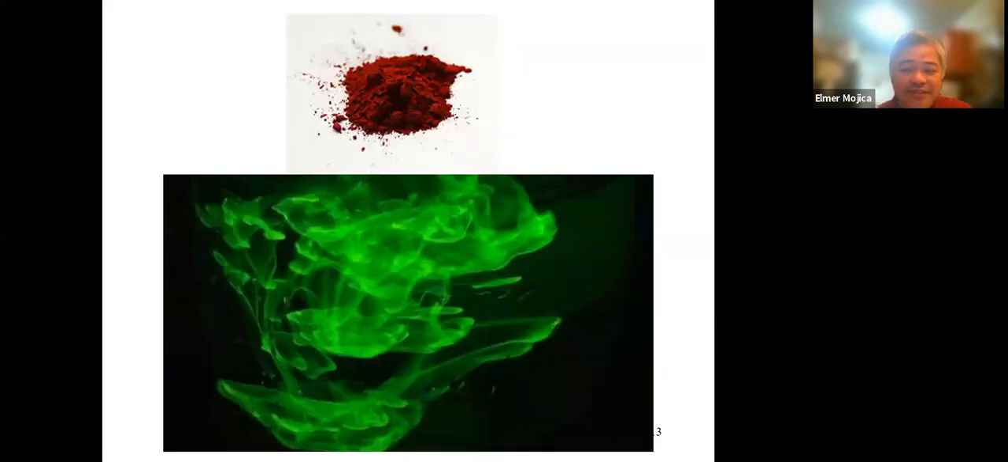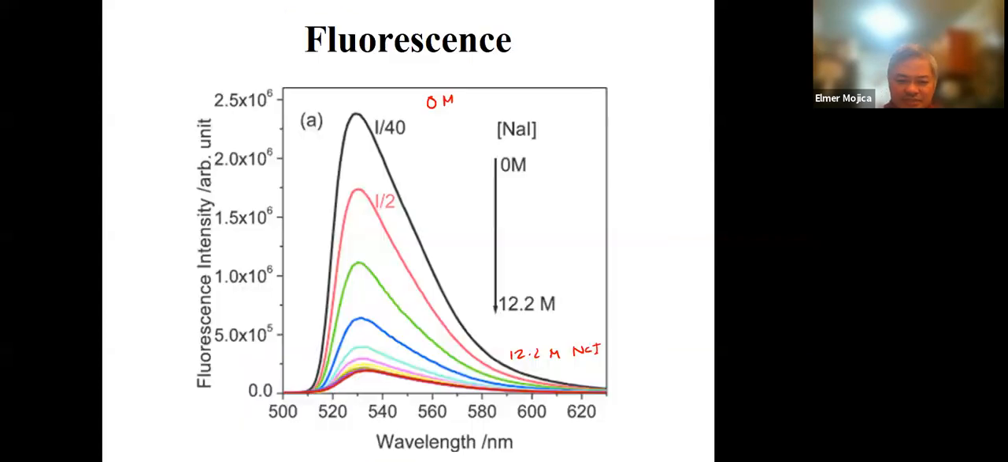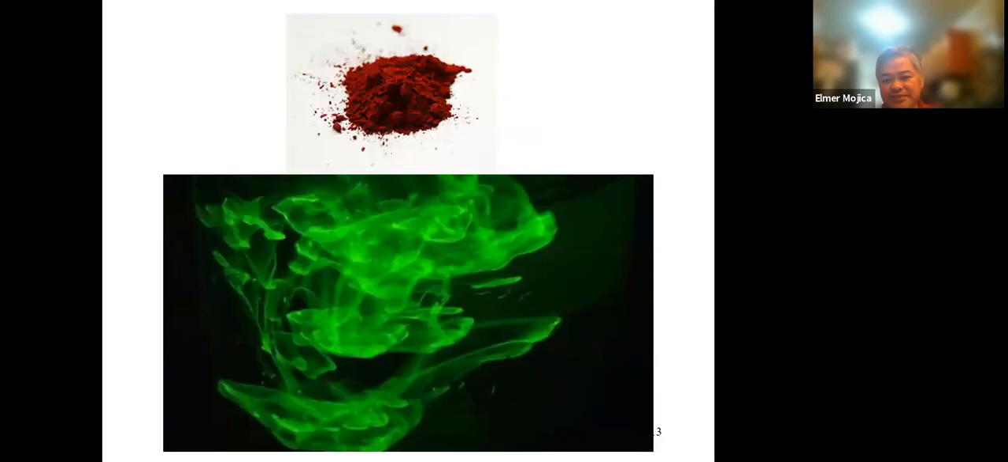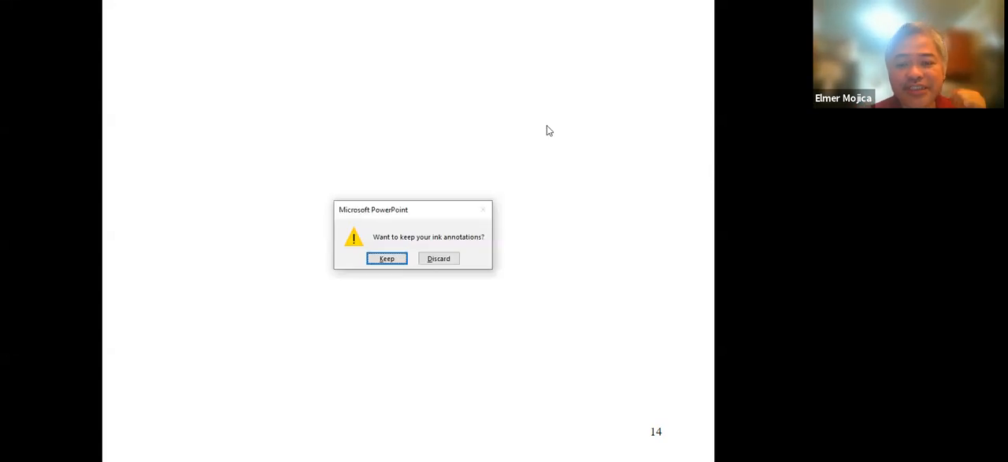So if you're going to look at the exact example of this fluorescent, this is how it looks like in a solid form. But if you dissolve it and excite it with a light around 400 something, if you're going to look here, so it's around 480, it will excite something, emit something at 520. So this is one of the experiments that we do here. Okay, the fluorescent sample.